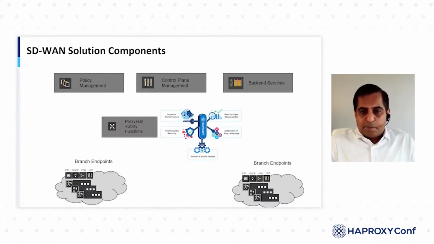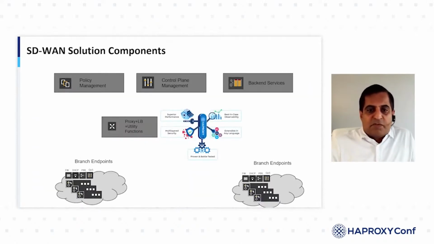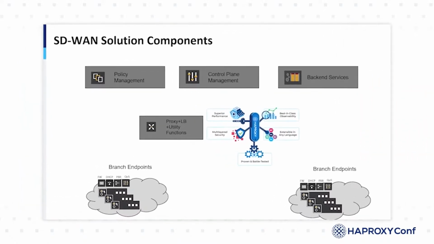So if you look at these SD-WAN solution components, we talked about the management components, policy manager, backend services, branch endpoints. Now, there is a need for this intermediate entity, or you can say the utility host, which can provide all these services. And that's where HAProxy comes into the picture.